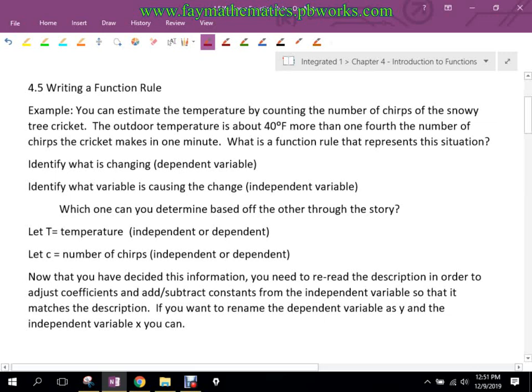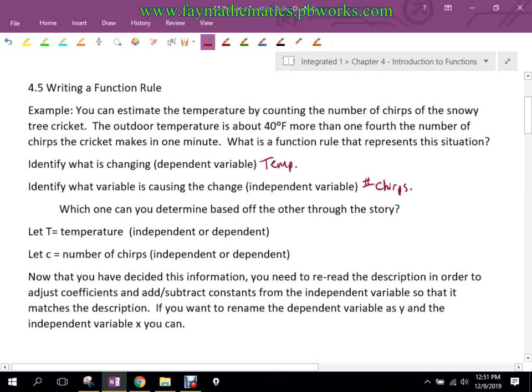As somebody counting these chirps, is there anything impacting the cricket from chirping 10 times to 100 times to 40 times? Nothing impacts the cricket's chirps, right? So does that tell me my cricket is independent? Does that make sense? So identify what variable is causing the change. That's the number of chirps.